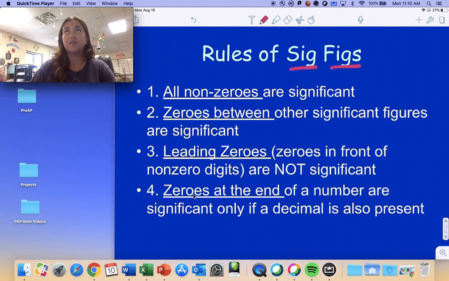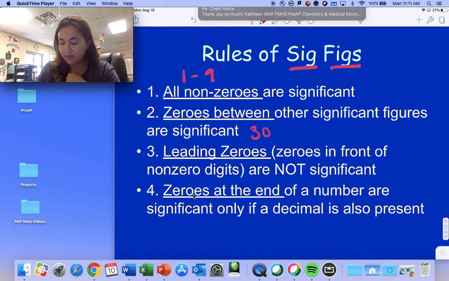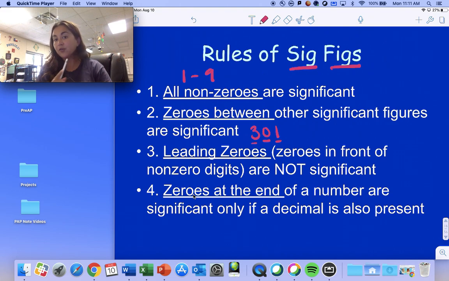Again, with sig figs, we're deciding whether or not a zero is significant. So anything that's not a zero, aka numbers 1 through 9, is always significant. We're deciding between zeros. So we have three different types of zeros we could have. We have zeros that fall in between other numbers. So for instance, if you have the number 301, the 0 is in between two other significant numbers, so it itself is significant. It's telling you that it's not 31, it's not something else, it's a tenth of a space away from each other. Great.